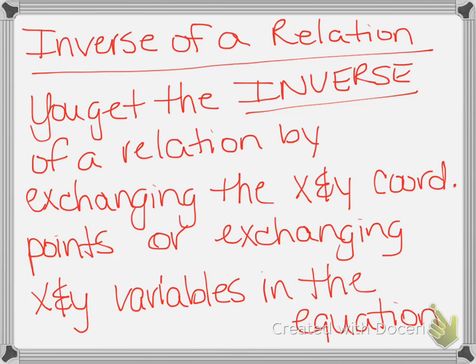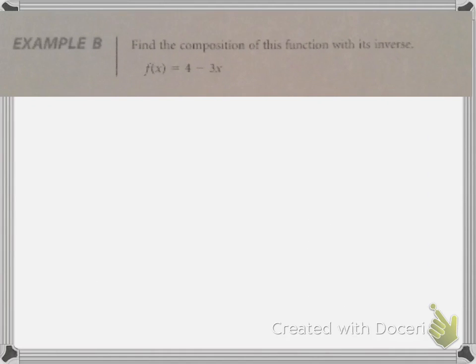I'm just going to move on into example B. If you need to go back to this, pause it or rewind, whatever you need to do, but we'll move on here. So example B asks us to find the composition of this function with its inverse. So the function they're giving us is f of x equals 4 minus 3x. To find a composition of a function, we need two different functions, one to plug into another. Well, if they want us to find it with the inverse, then we're going to need to find the inverse of the function first.